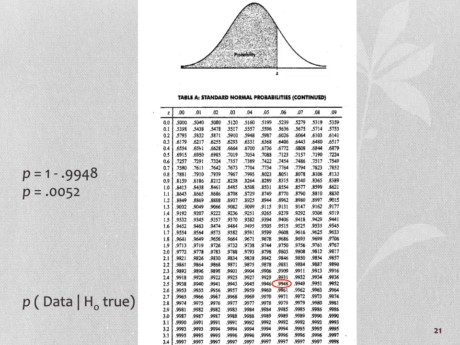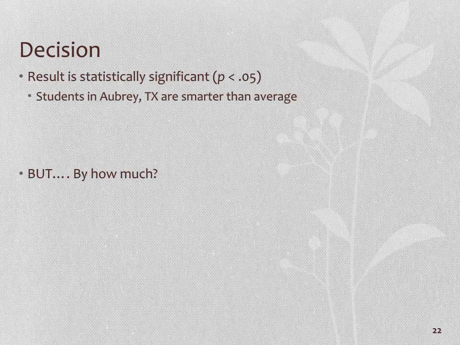Can we reject our null hypothesis? Yes, absolutely. So 0.005 is in fact less than 0.05. So we can conclude that Aubrey students have different IQ scores than the general population. There is a difference. So we reject that null hypothesis that is claiming that there is no difference.